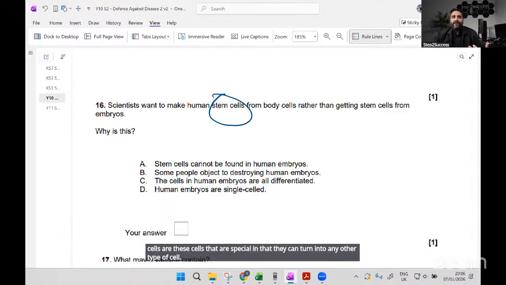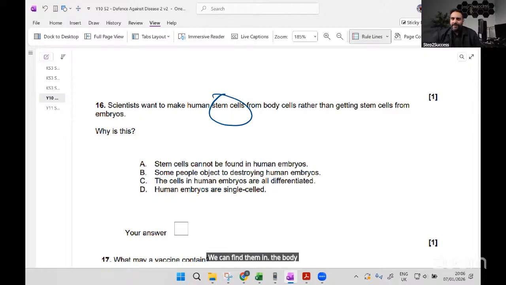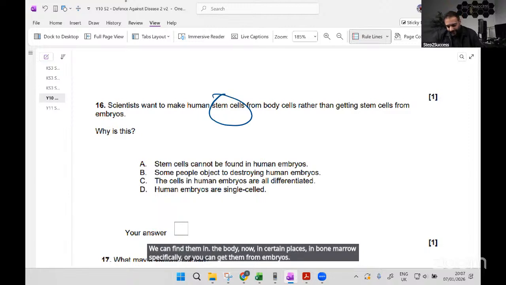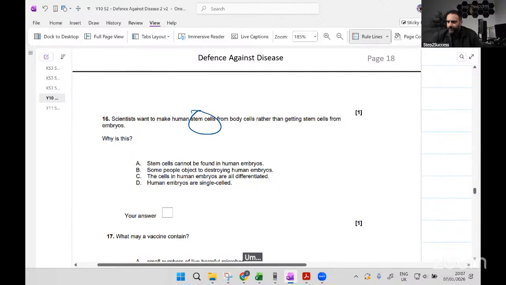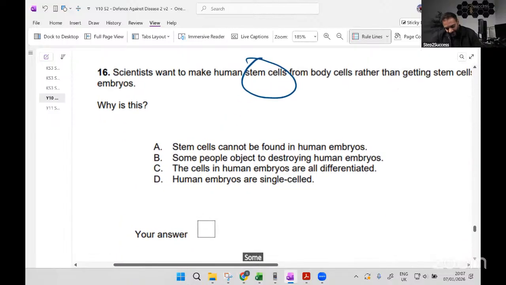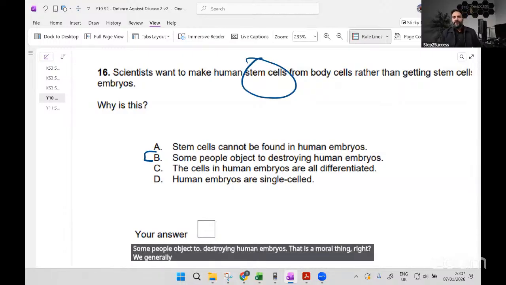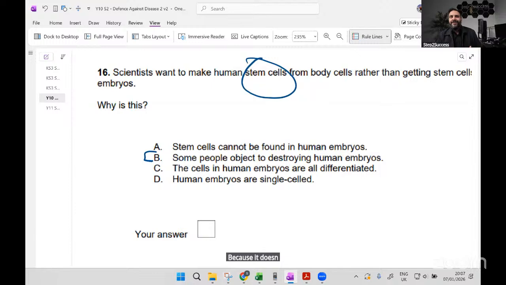We can find them in the body now, in certain places, in bone marrow specifically, or you can get them from embryos. Generally, we don't like getting them from embryos quite so much because, let me see if I've got the answer to this question somewhere. Some people object to destroying human embryos. That it's a moral thing, right? We generally feel that it's wrong to take things from an embryo because it doesn't have a right to say no, kind of thing. And so, yeah, B is the answer to that question.